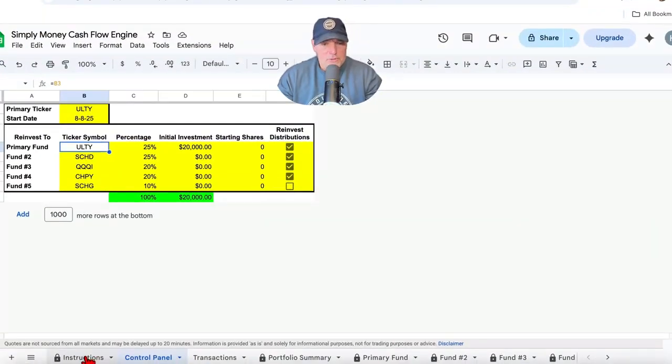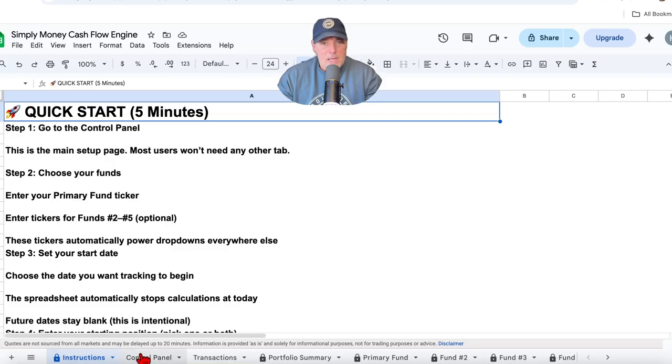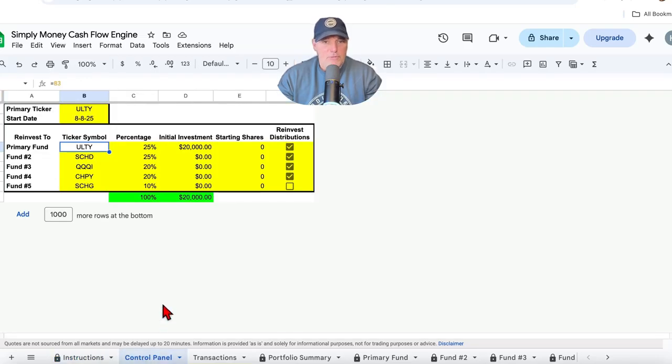Now I have instructions over here in this first tab, and then you go to the second tab. This is the control panel. This is where you put in the bulk of your information, and you will see that the yellow cells are what you're going to be filling in. Anything not yellow, you don't touch. I have most of those locked so you can't mess it up.